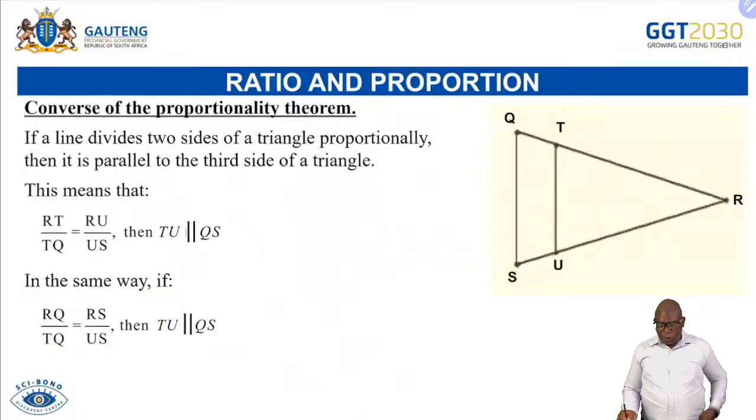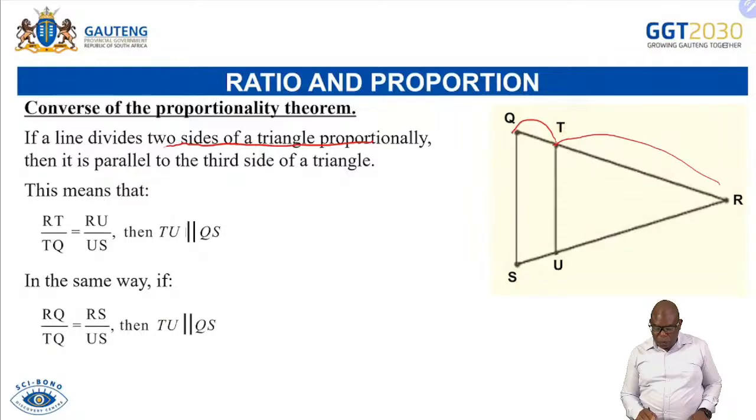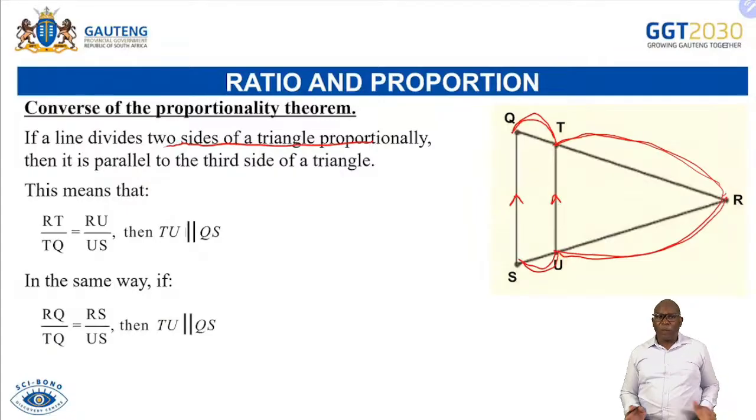Now there is what we call a converse of the proportionality theorem. What does it say? It says, if a line divides the other two sides proportionally, so in other words, if you are given that RT over TQ is equal to RU over US, which means that this line here will be parallel to that. Once I can prove that this line over that is the same as this line over that, therefore I can just say these lines are parallel. Just the opposite of the other one.